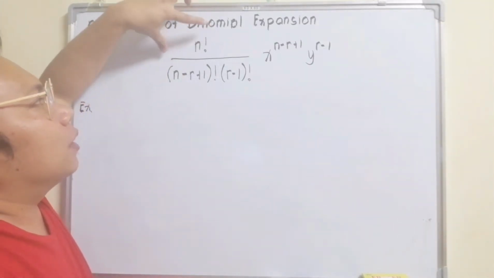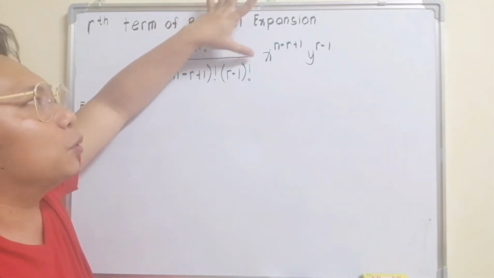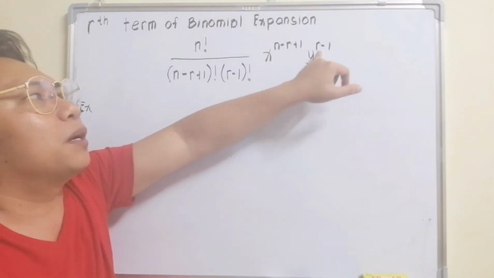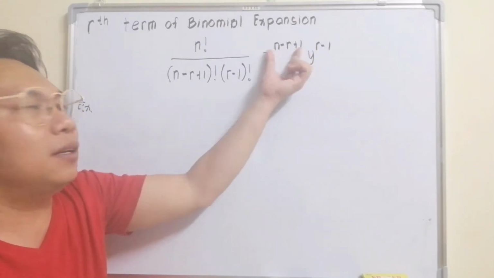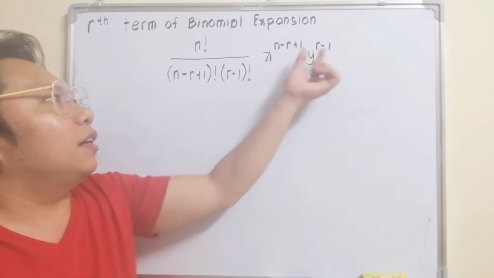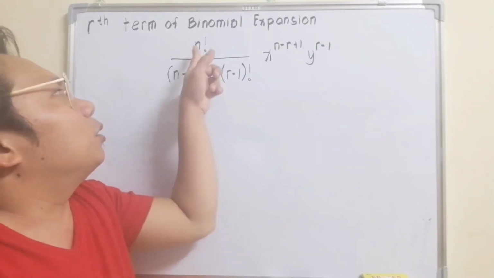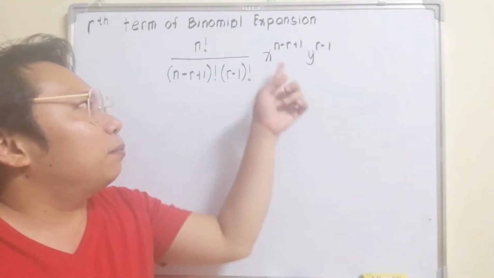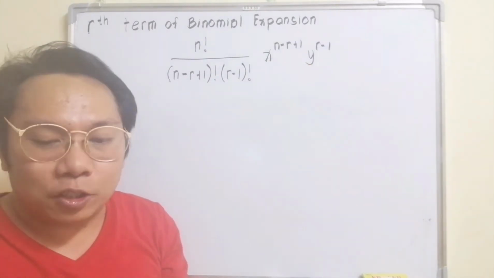You have n factorial all over n minus r plus 1 factorial times r minus 1 factorial, x to the power of n minus r plus 1 and y to the power of r minus 1. If you notice, your n minus r plus 1 here is similar here, and your r minus 1 is also here. And take note that your n is the given exponent, your r is the term that we are looking for, your x here is the first term, and your y is the second term.